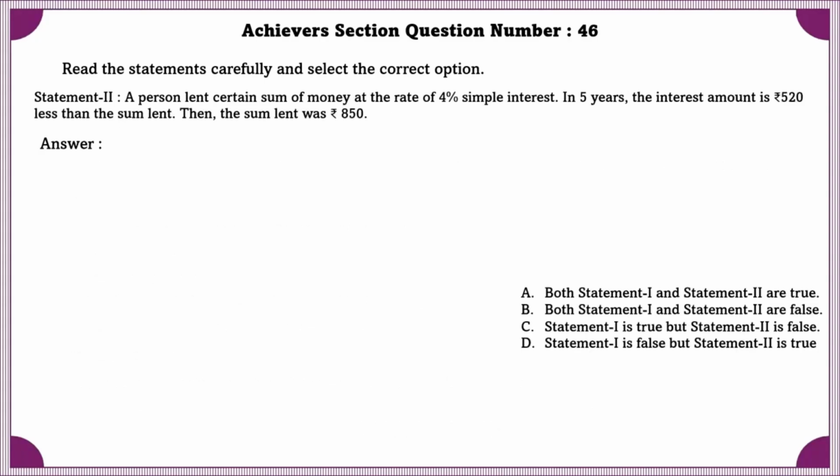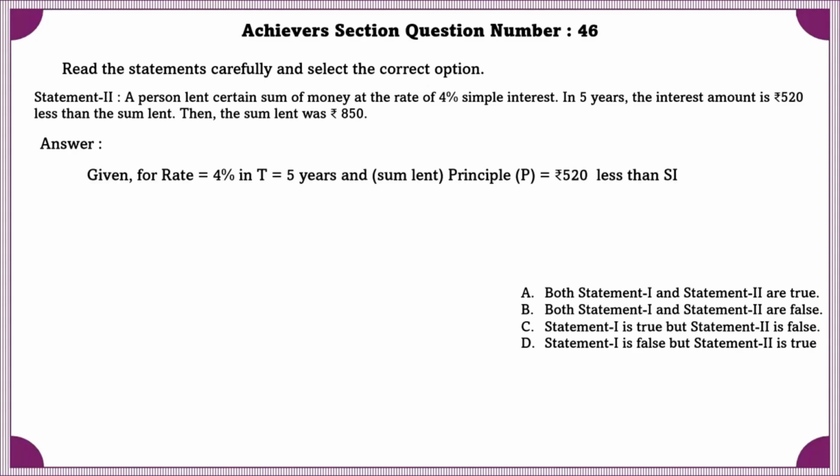Statement 2. A person lent a certain amount of money at the rate of 4% simple interest. In 5 years, the interest amount is 520 rupees less than the sum lent. Then the sum lent was 850 rupees. Given rate R is 4%, T is equal to 5 years, and the sum lent, that is principal, is 520 rupees less than SI.